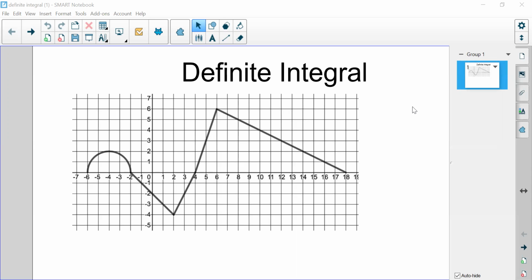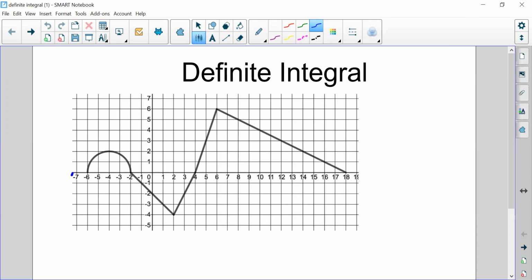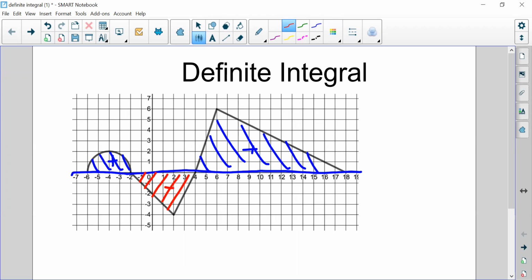Area in integrals in calculus always happens to deal with the x-axis. And we're talking about the area under the curve to the x-axis. If area is above the x-axis, like it is here and here, it will be a positive value. If the area is under the x-axis, like it is here, we give that a negative value. So the positive area tells us that it's above the x-axis. The negative area tells us it's below the x-axis.